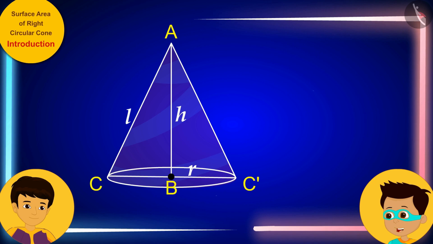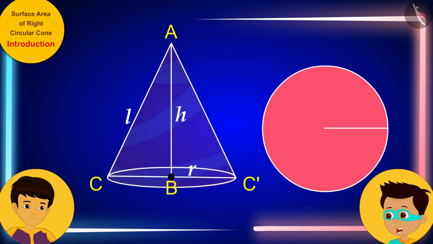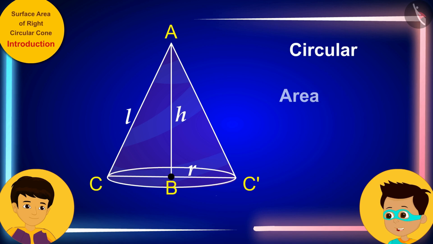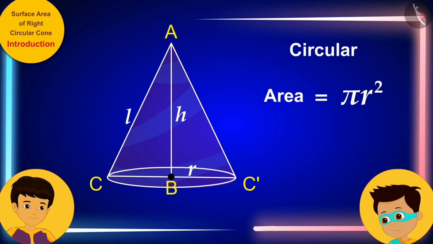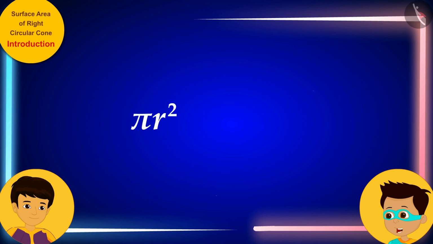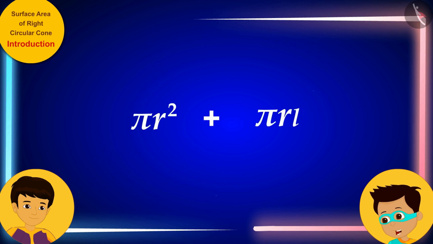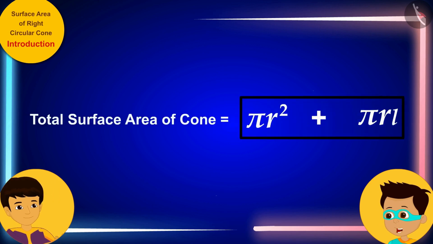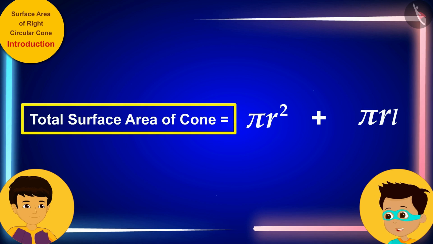And do you know, Manas, if the base of the cone is supposed to be kept closed, we will need a circular piece of paper with radius r to cover the base. The area of this circular piece of paper will be pi r squared. Now, if we add it to the formula for the curved surface area of the cone, then we will get the formula of total surface area of cone.